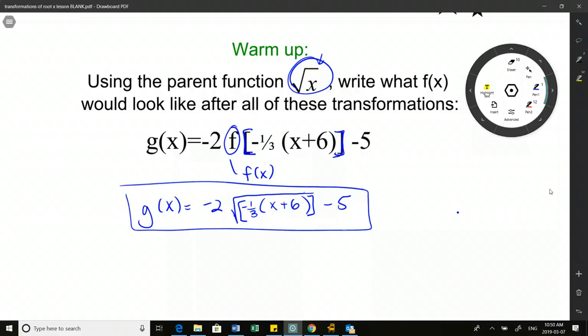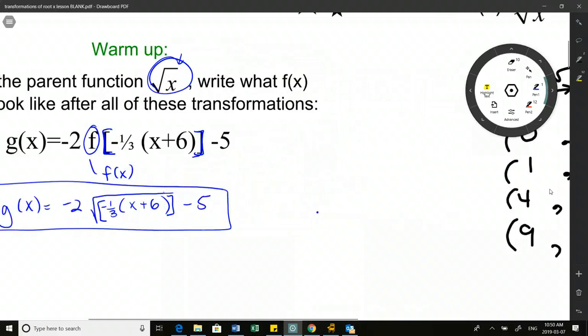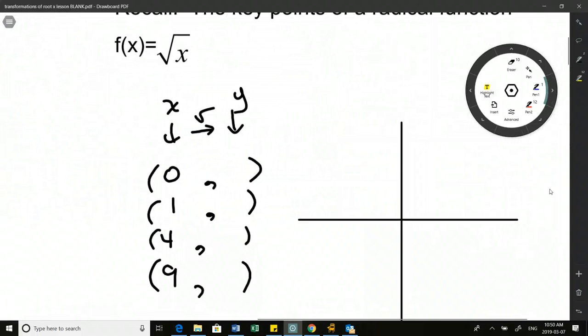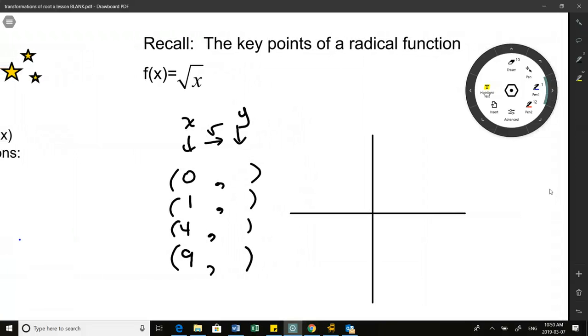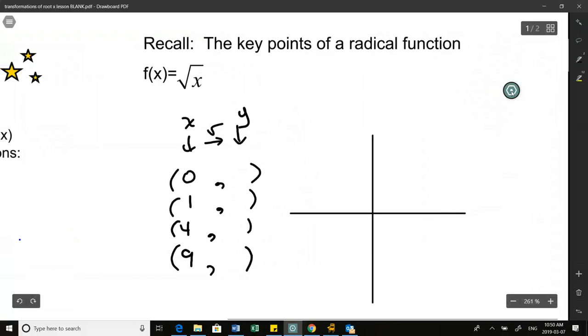Good on that? Okay, so parent function key points. We need to use different key points based on what our parent function actually is. So yesterday we were learning about the function f of x equals x squared. Now we are going to be working with the function root x. So we've graphed this a couple times before, but our key x's, Maria?